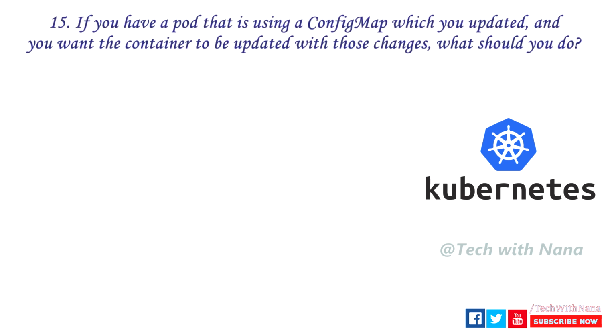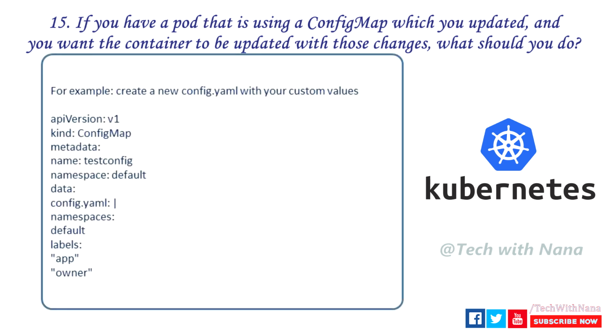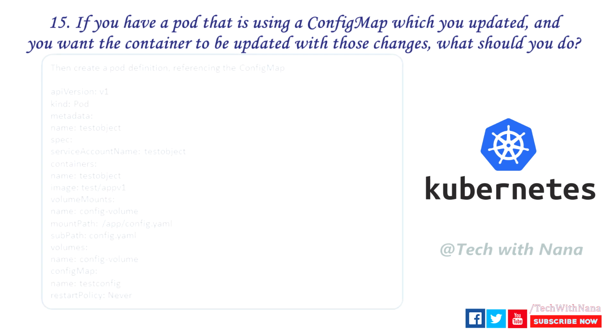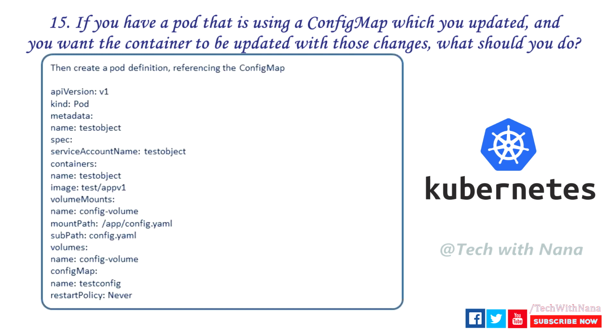If you have a pod that is using a config map which you updated, and you want the container to be updated with those changes, what should you do? If the config map is mounted into the pod as a volume, it will automatically update, not instantly, and the files will change inside the container. If it is an environment variable, it stays as the old value until the container is restarted. For example, create a new config.yaml with your custom values as given here. Then create a pod definition, referencing the config map as given here.